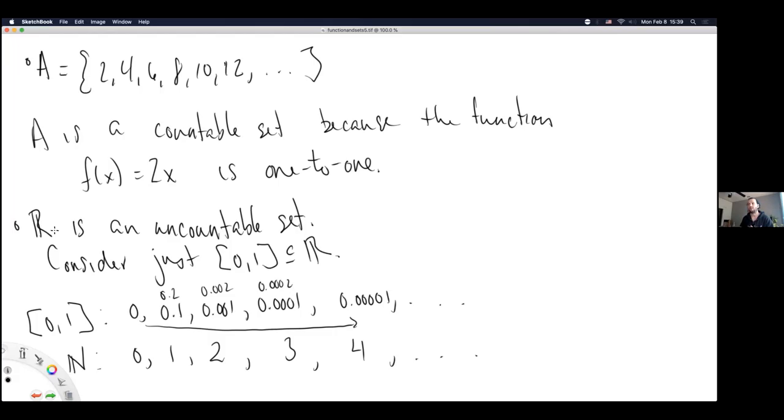You can do the same game with 1. You can do the same game with 2, with 3, with 4, with 5. So it's as if you have infinite infinities within the real numbers. And that's why it breaks.